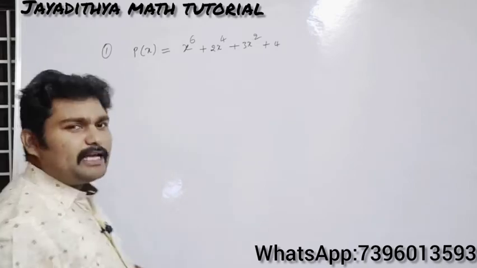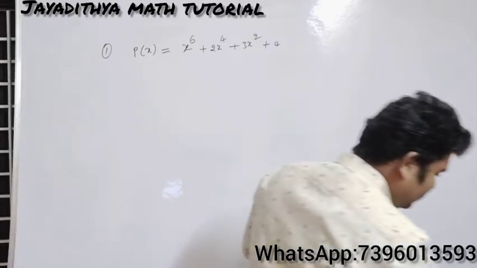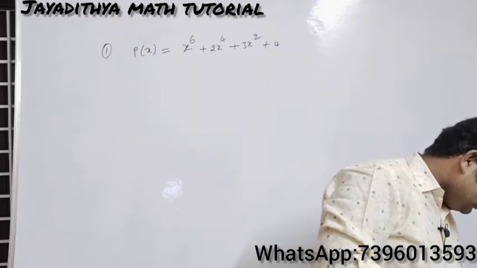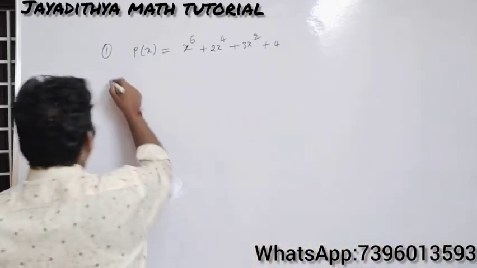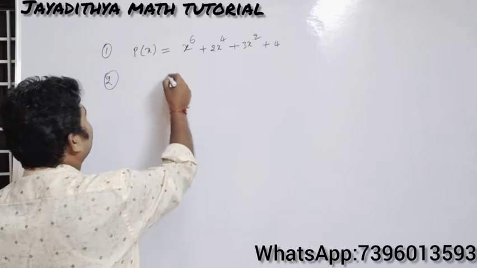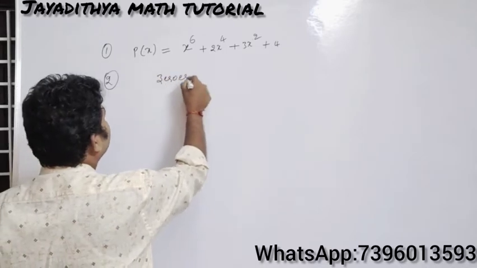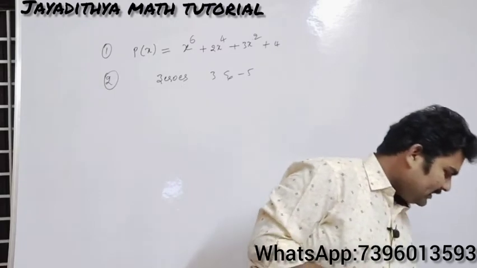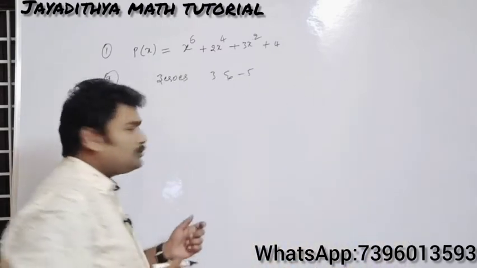If you write an example, then you will be awarded 1 mark. That's it. So what is the second question? Write the quadratic polynomial whose zeros are 3 and minus 5. The second one is, write the quadratic polynomial whose zeros are 3 and minus 5. Here you will get only a single answer. You should write it clearly.